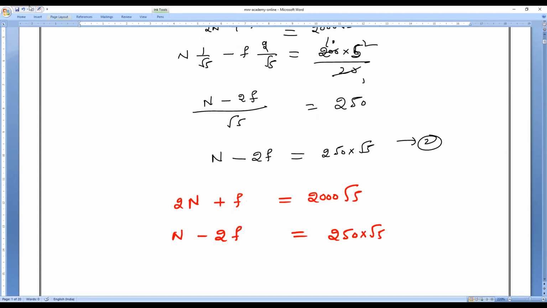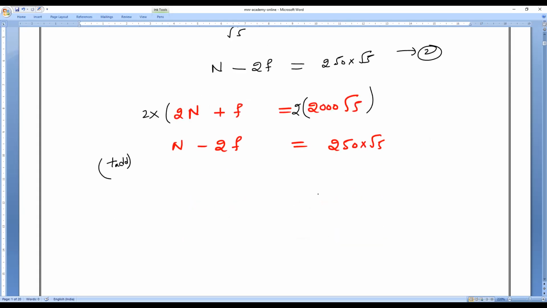Now tell me, I want to cancel it. So first equation, second equation: f and f will get cancelled if I add these two equations. How to add it? First, I'll multiply the whole first equation by 2. Is it okay, guys? Everybody? Yes or no? Mr. Narayan? So it will turn into 4n plus 2f, which is equal to 2 into 4, 4000 root 5.